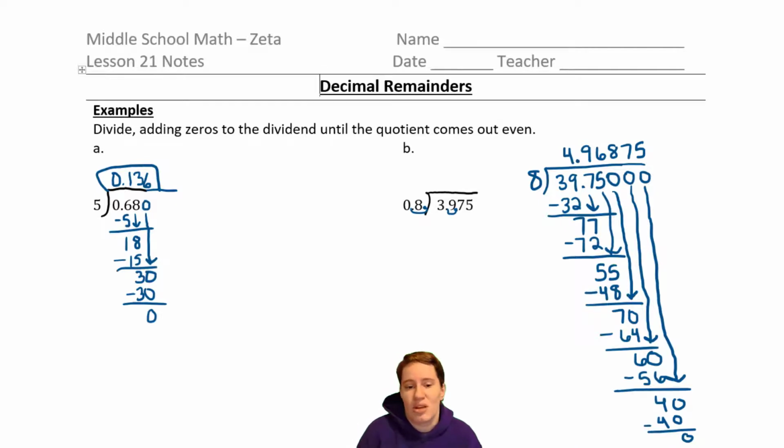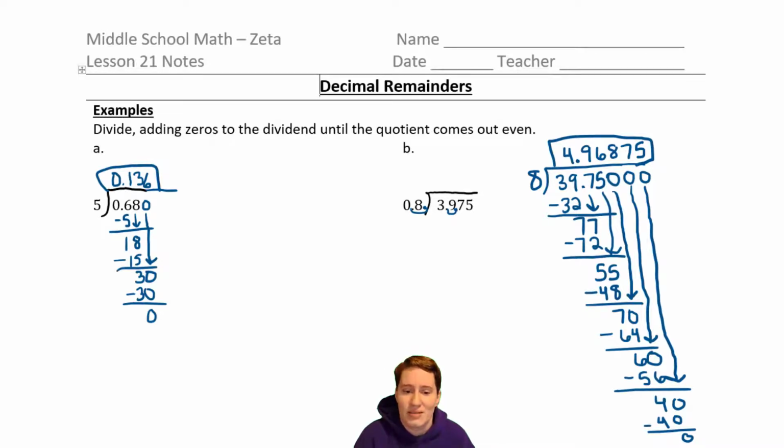So this ended up being 4.96875. Now this is just one of the ways we can approach dividing when it doesn't divide evenly quickly, where we can add zeros until it comes out even. But there's a couple problems with that. One just happened to us on B here. We divided a lot. Do we really need that many decimal places? We could argue yes or no on that.